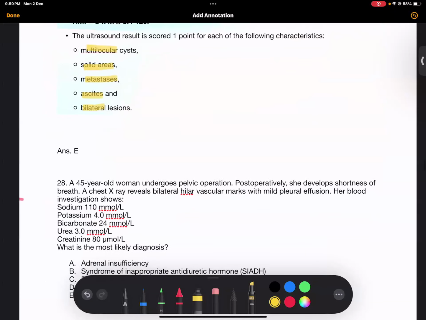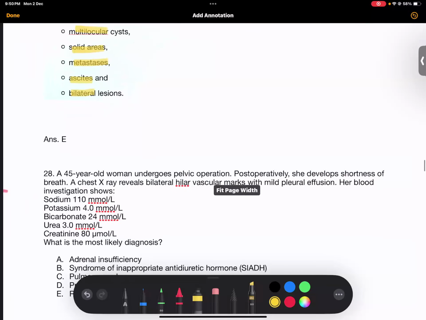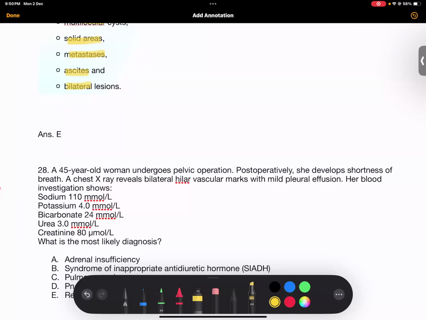Okay, the next question: a 45-year-old woman undergoes a pelvic operation and post-operatively develops shortness of breath. Chest X-ray reveals hilar vascular markings with mild pleural effusion. Her blood investigations show sodium 110. Sodium is very much less. Potassium 4, which means normal. Bicarb 24, urea 3, creatinine 20, which is also high. So what is the most likely diagnosis?